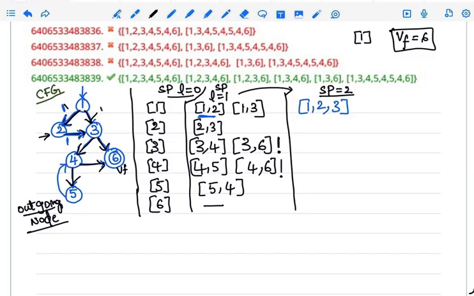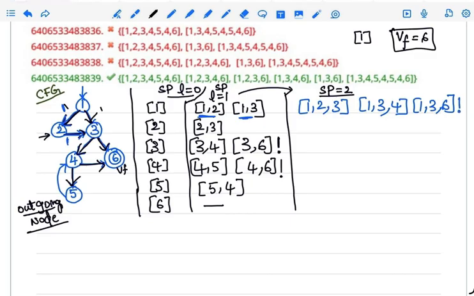Next 1, 2, 3 only, starting from 1, 2. Next from 1, 3: so 1, 3, 4, right? 1, 3, 4 is a simple path of length 2. Next 1, 3, 6. This ends with an exclamation mark because of 6, right?